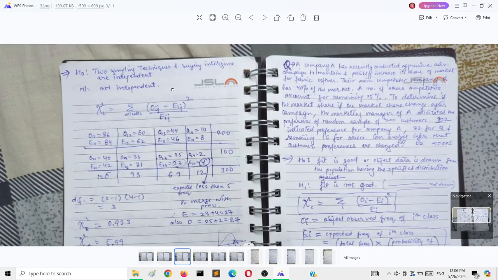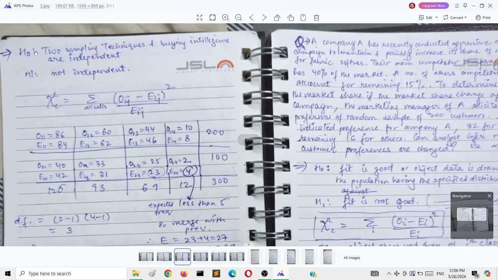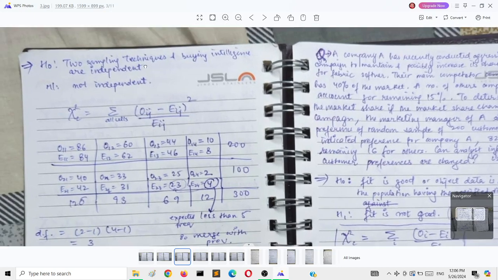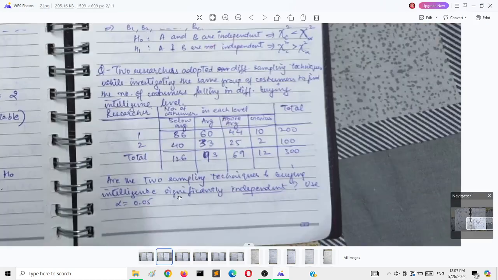So here the two sampling techniques and the buying intelligence level are independent. Okay, so we developed the null hypothesis that the sampling techniques and the buying intelligence are independent, right? These are the two attributes. On the left side in the table we have the sampling techniques, two particular sampling techniques were used, and column-wise you have the buying intelligence level, the four columns, right?